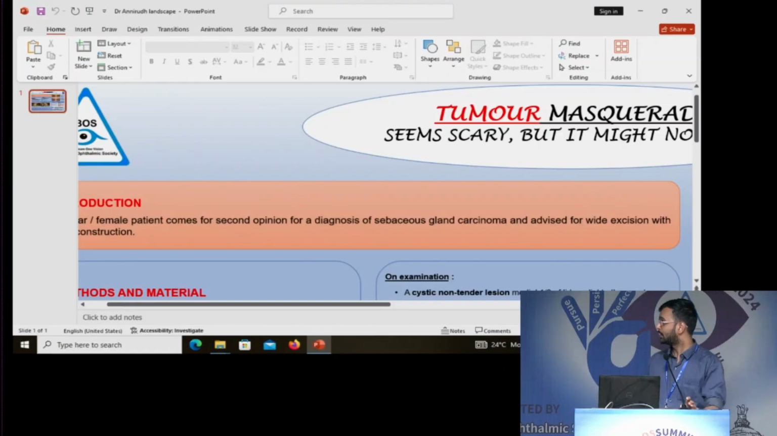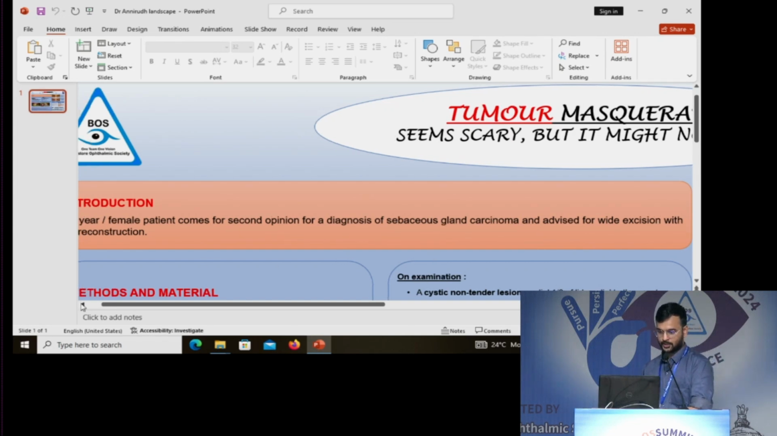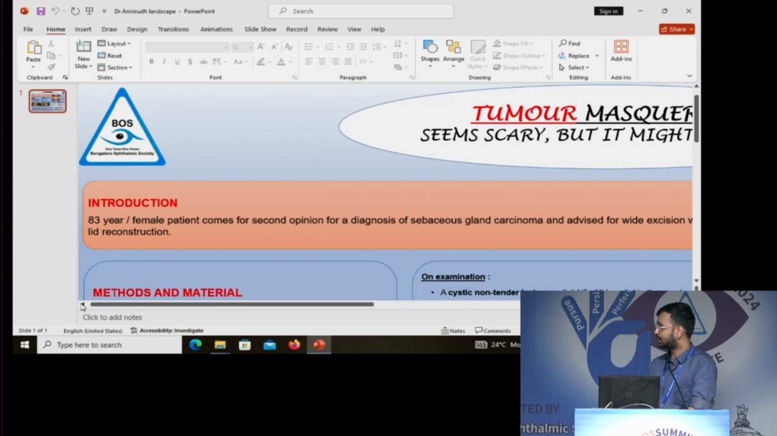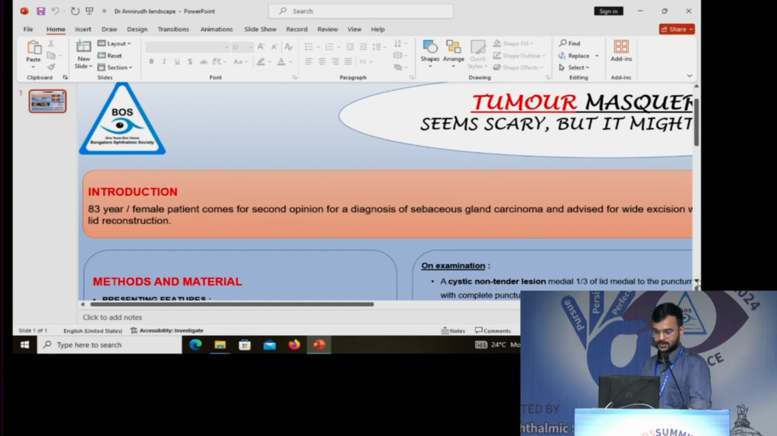Good afternoon. I'm Dr. Anirudh Gupta, first year primary DNB. Today I will be presenting an interesting case. Tumor masquerades. Sounds scary, but might not be. So we had an 83-year-old female who presented for a second opinion. She was diagnosed with sebaceous gland carcinoma at another center and advised wide excision with full lid reconstruction. She was scared because lid reconstruction sounds like a big surgery.